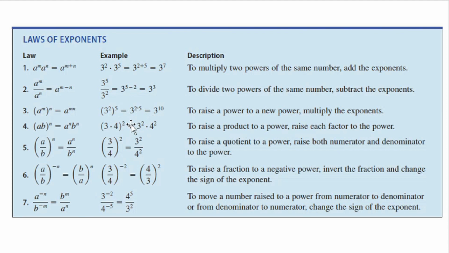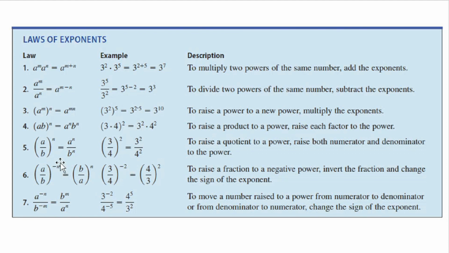You need to distribute the power: 3 squared times 4 squared. If you're going to answer that one, 3 squared is 9 times 4 squared is 16. So that is now 9 times 16, so we have 144. And 3 times 4 is 12, and 12 squared is also 144. So they are just the same.